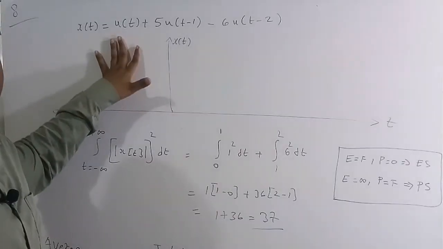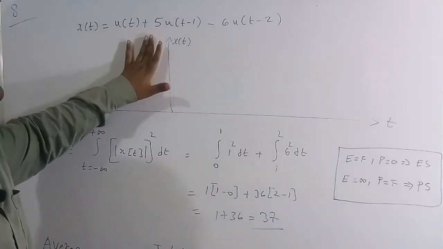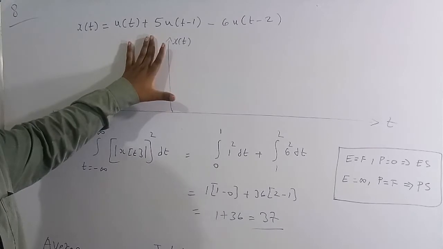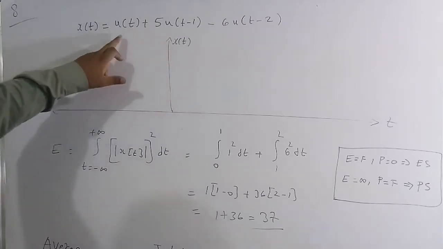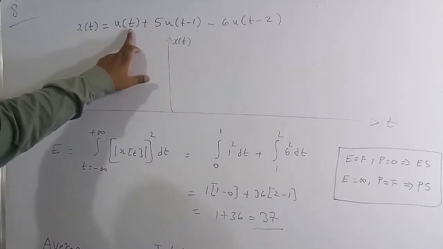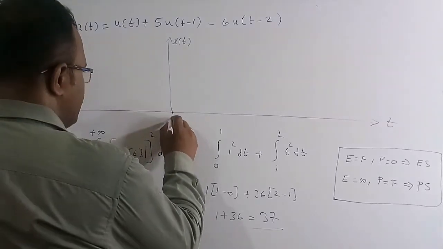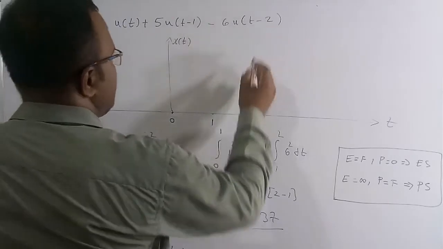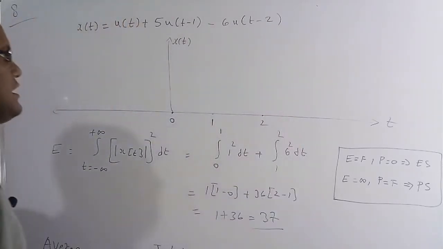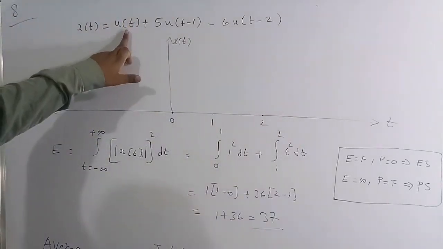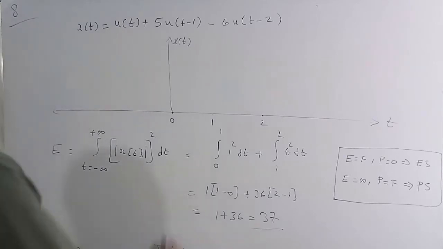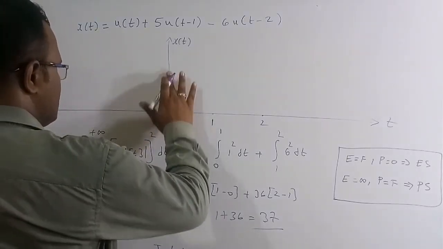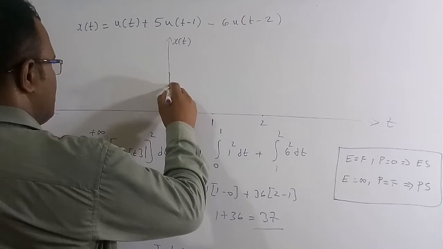So in the question they have given this expression. So for this expression we need to draw the diagram and also find what is the energy and the power. So here if you see carefully, u of t minus 0, so at t is equal to 0. So take the points: at t is equal to 1, and similarly at t is equal to 2. So these are the instants. At t is equal to 0 there is a value of plus 1, so up to here it is plus 1.